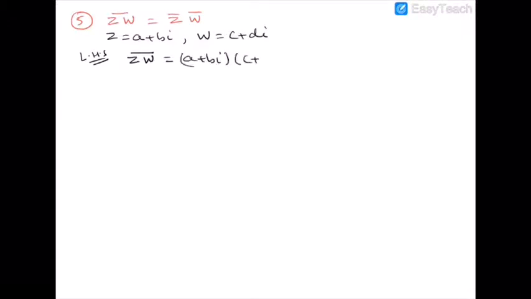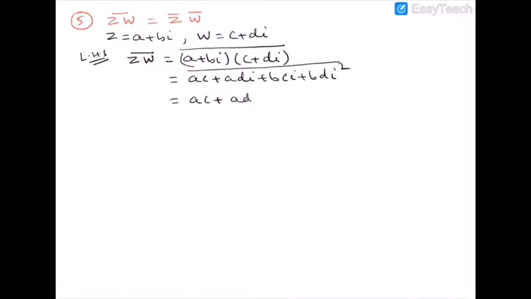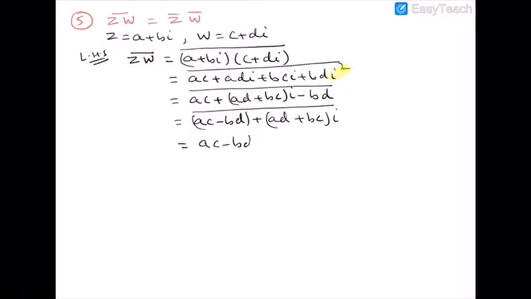Our fifth property is conjugate of zw is equal to conjugate of z times conjugate of w. So let z equal a plus bi and w equal c plus di. Then left hand side will be conjugate of (a plus bi) times (c plus di). Now multiply, and we will get ac plus adi plus bci plus bdi squared. Now put the value of i squared, which is minus 1. So we will get ac minus bd plus (ad plus bc)i. Now the conjugate of this complex number will be ac minus bd minus (ad plus bc)i.